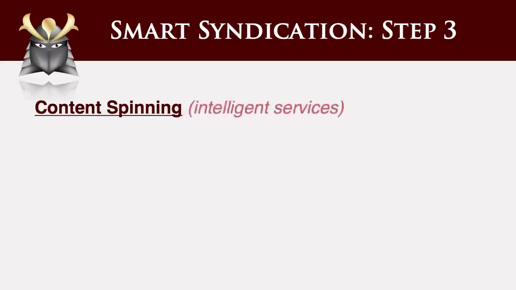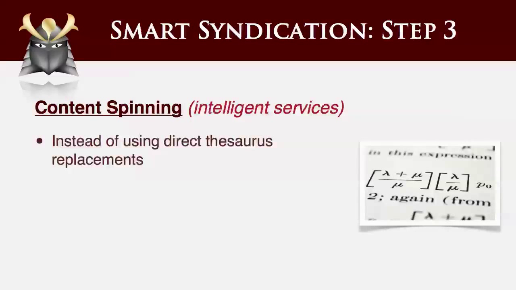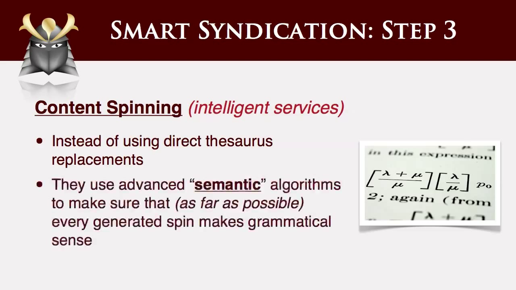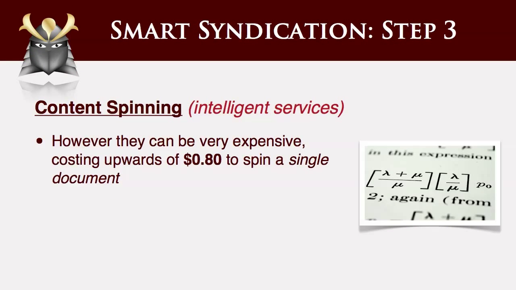In the last few years, a few advanced intelligent spinning services have come on the market. Instead of using direct thesaurus replacements, these services use advanced semantic algorithms to make sure that as far as possible, every generated spin makes grammatical sense. They are very effective at generating high-quality spins, however, because they often rely on the results of expensive semantic research and complicated data models, they can be very expensive, often costing upwards of 80 cents or more to spin a single document.